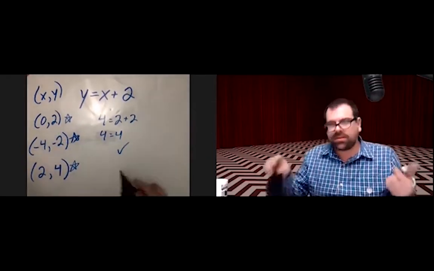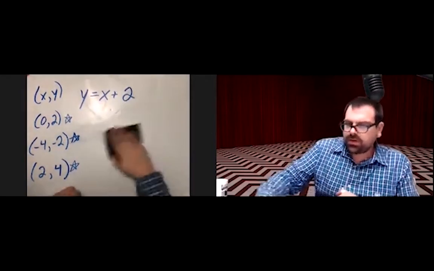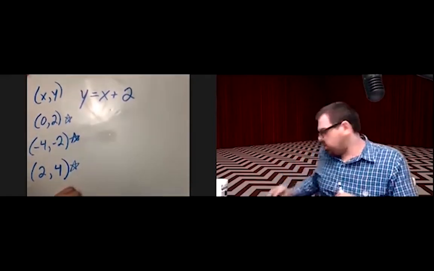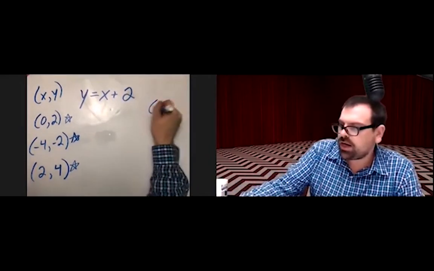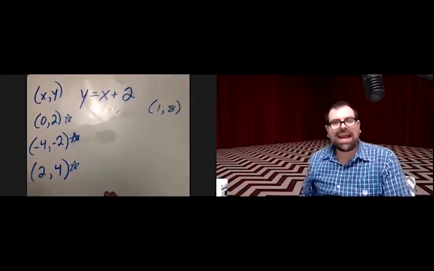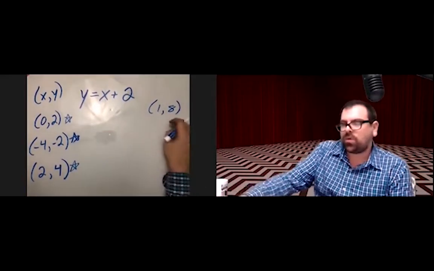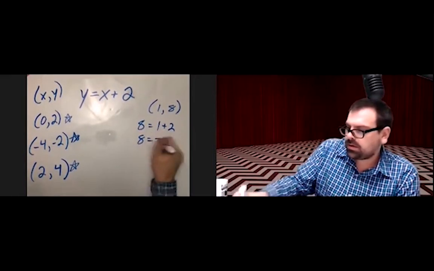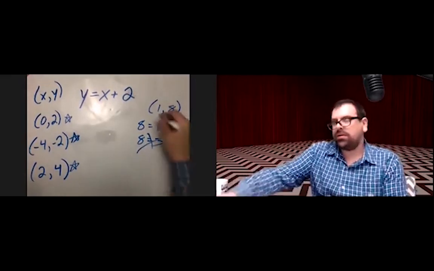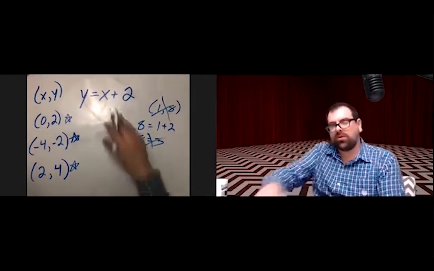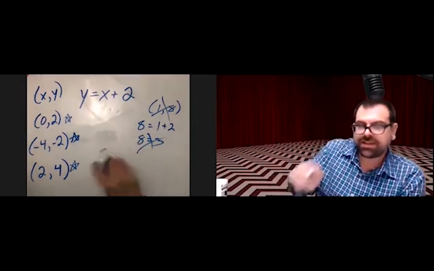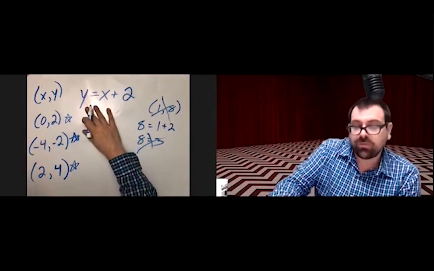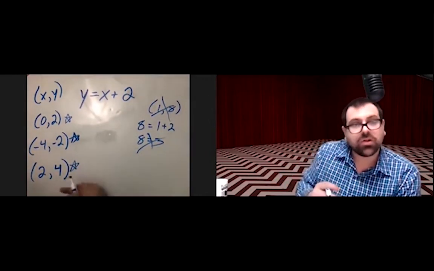Does that mean everything's a solution? No. It means that these three are. But guess what? I picked these three because I knew they were. Let's try (1, 8). x is 1, y is 8. That one doesn't check. That one's not a solution. It's only a solution if it satisfies the equation, if when we plug in x and y, we get a true statement.